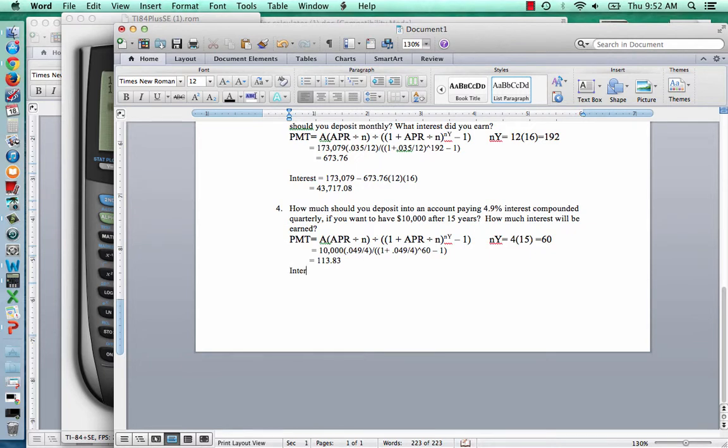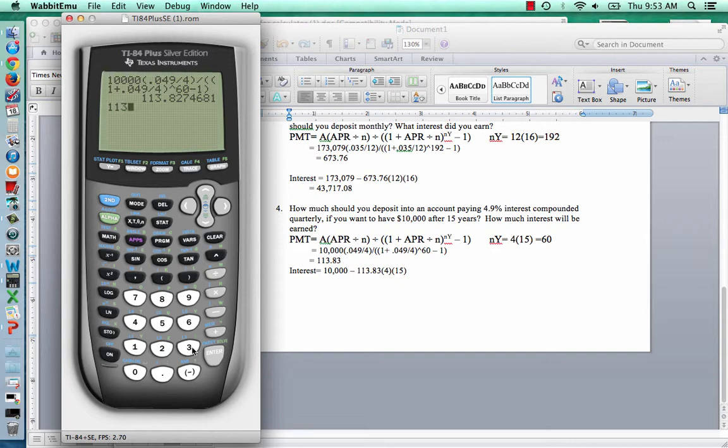So let's figure out our interest. Remember, our interest is what we were aiming for, the $10,000. It grew to that amount, minus the total payments. So, sorry, these are quarterly payments, so times 4, and then times 15. Oops, I got to put in the cents there. 113.83 times 4 quarterly payments for 15 years. Okay, so let me type that in using the rounded answer. 113.83 times 4 times 15.